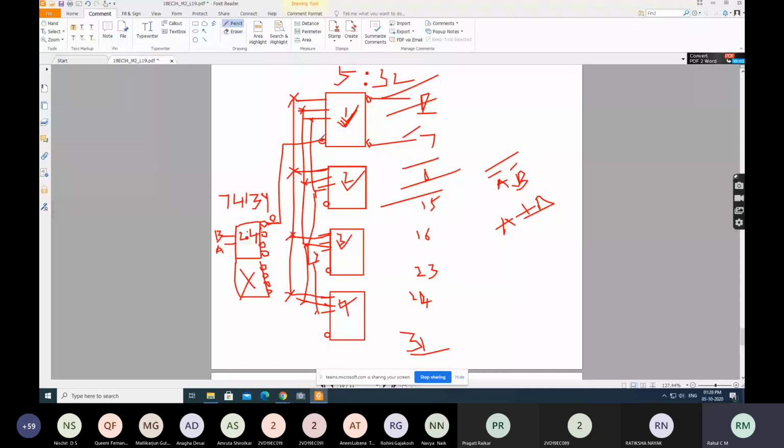Should I feed an enable pin with a bubble, or an enable pin without a bubble? See, bubble and bubble will always get cancelled. You understand? The enable has a bubble. What does it mean when the enable has a bubble? For what value will it be triggered? 0 or 1?